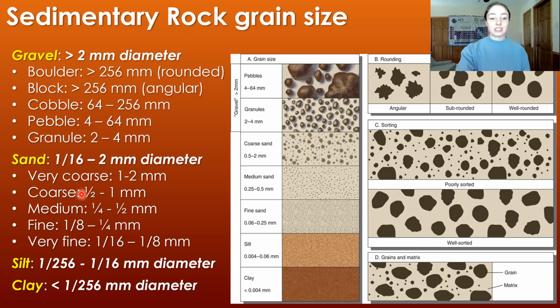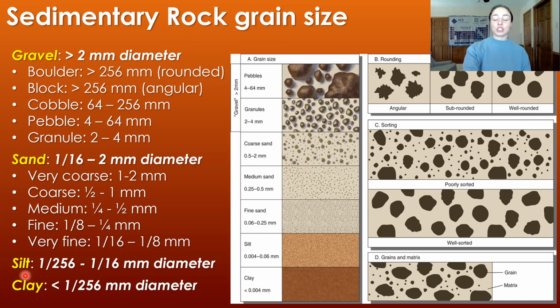Then coarse sand is defined as 1/2 to 1 millimeter. Medium sand is defined as 1/4 to 1/2 millimeter. Fine sand is defined as 1/8 to 1/4 millimeter. You probably see a pattern occurring. And very fine sand is 1/16 to 1/8 millimeter. And below very fine sand, we have silt, which is 1/256th millimeter to 1/16th millimeter in diameter. And that is very, very tiny.